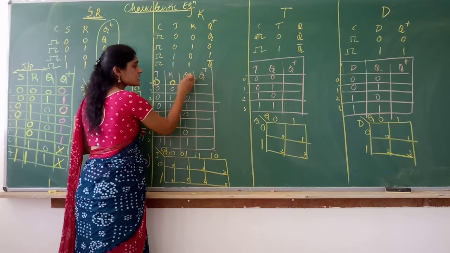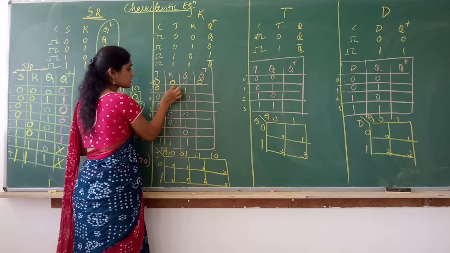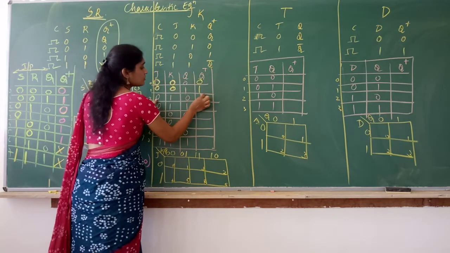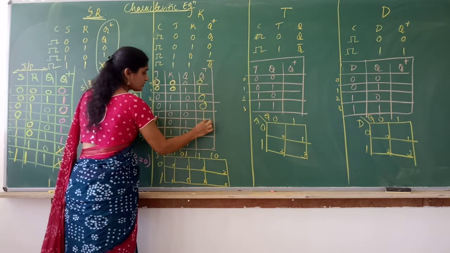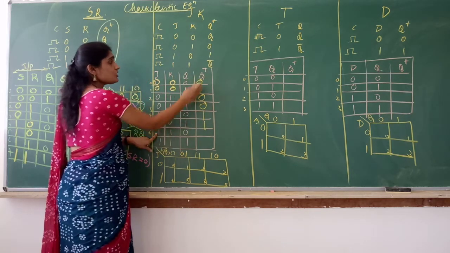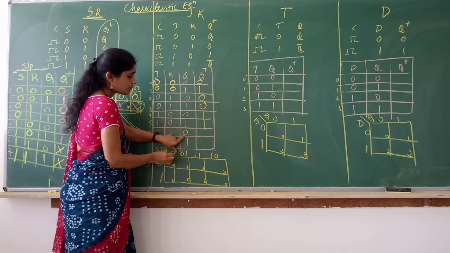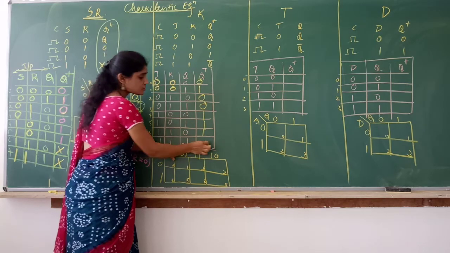The next state is the same as the previous state. What is the previous state? 0. What is the previous state here? 1. When J0, K1, the next state is 0. J1, K0, it is 1. J1, K1 toggles. That means the next state is the complement of the previous state. Previous state is 0, so the next state is 1. Previous state is 1, so the next state is 0.